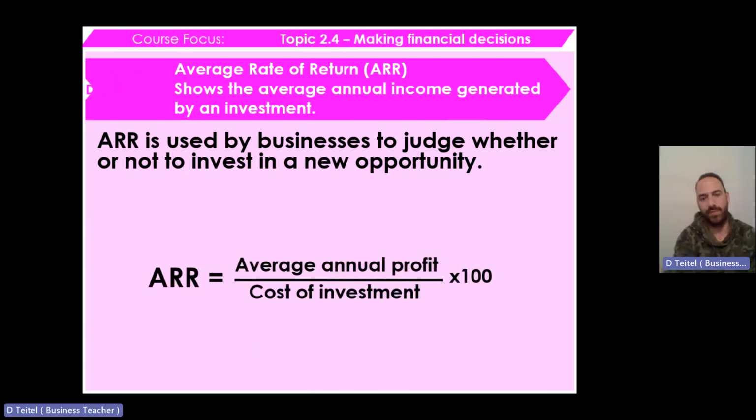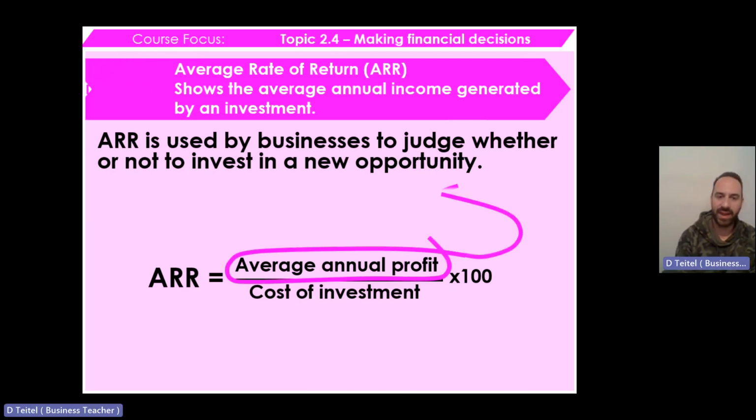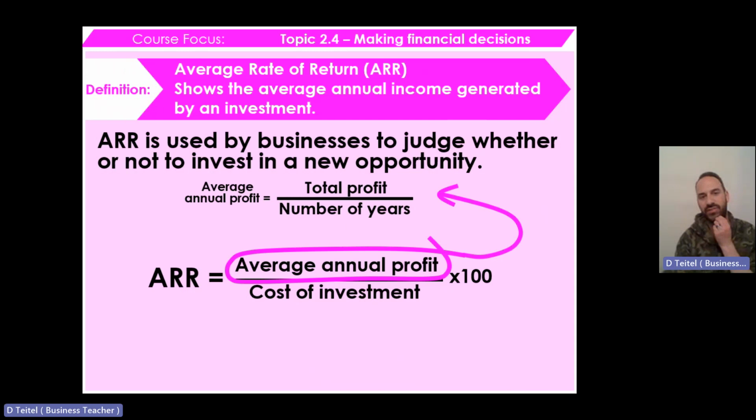So there are 2 formulas that come into play with the ARR. The actual formula for the ARR is the average annual profit divided by your cost of investment, times it by 100. So that's how you're going to get your percentage rate. But for your average annual profit, you first need to work it out if you don't have that information. To work out the average annual profit, you take your total profit and divide it by the number of years. So it's actually quite a simple calculation.